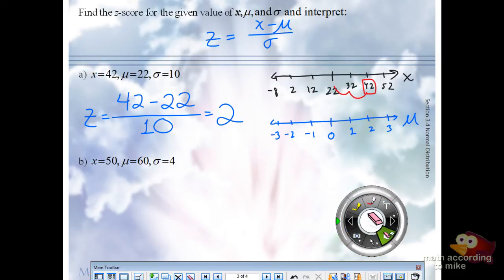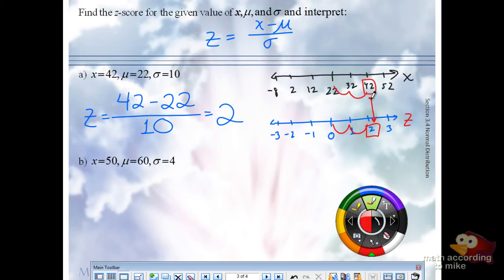Oh, and I have to erase all that. That's okay. Z. Oh, that's in red. That's okay. Well, notice it lines up perfectly. The number 42 as an x relates to the number 2 as a z. And they both mean that we're talking about a number 2 standard deviations above the mean. If it was negative 2, it would be 2 standard deviations below the mean.